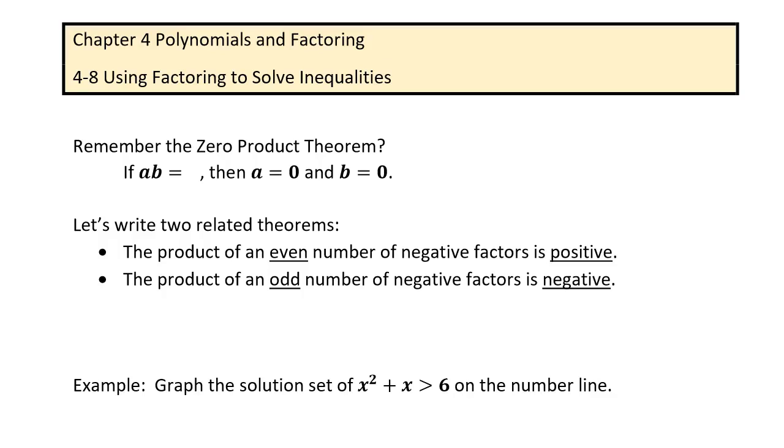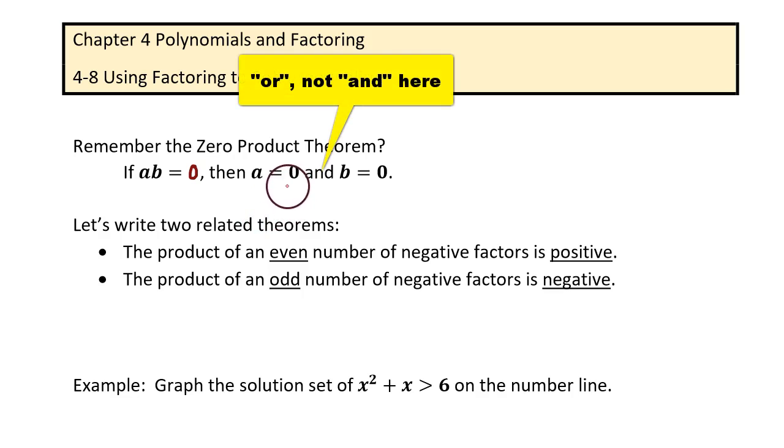This video is for section 4-8, using factoring to solve inequalities. We just finished a section where we used factoring to solve equations using the zero product theorem. There's a blank spot here in the video, it should say 0. If the product of factors is equal to 0, that allows you to determine something about the factors. At least one of them must be 0.